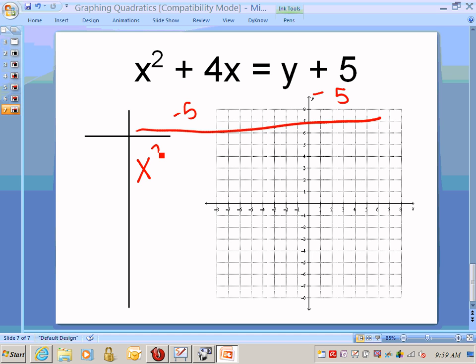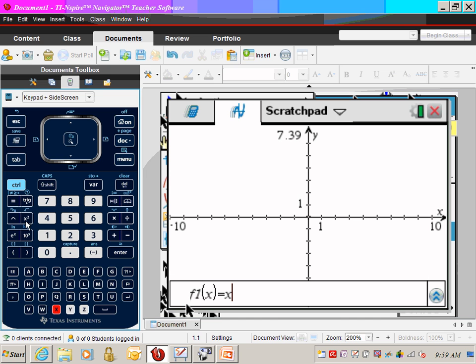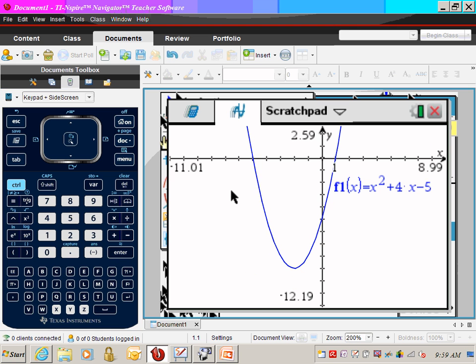So I've got x squared plus 4x minus 5 equals y. So on my graph now, all I need to put is x squared plus 4x minus 5. I need to move it. Does it have a minimum or maximum? Minimum.